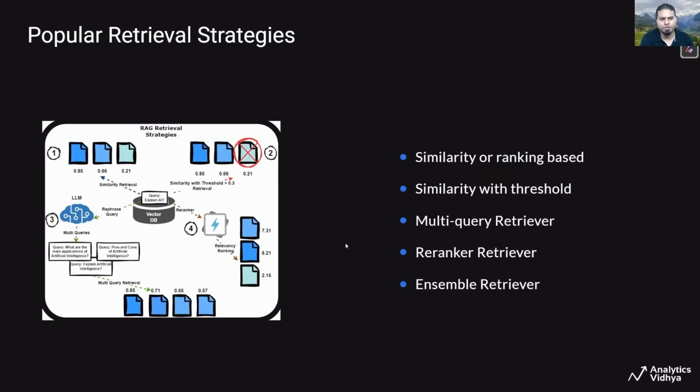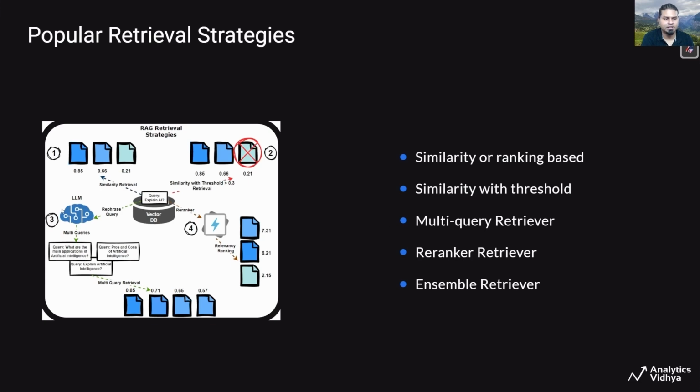What are some of the popular retrieval strategies? So some of the very popular retrieval strategies include using a similarity or ranking-based retrieval, where you can use cosine similarity, Euclidean distance. You could also use ranking systems like Maximal Marginal Relevance, and so on. So based on a similarity score, you can take the top documents which are similar to your input question. There's also similarity with threshold retrieval, where let's say if you give a threshold like 0.3, only the documents which are greater than that similarity threshold will be returned as the relevant documents to your input question.